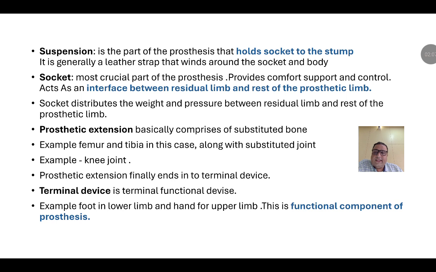Then prosthetic extension. Basically, this comprises of substituted bone, for example, femur and tibia in this case, along with substituted joint, that is knee joint. The prosthetic extension finally ends in the terminal device. Terminal device is also called as terminal functional device. Example, foot in the lower limb or hand in the upper limb. This is the functional component of the prosthesis.